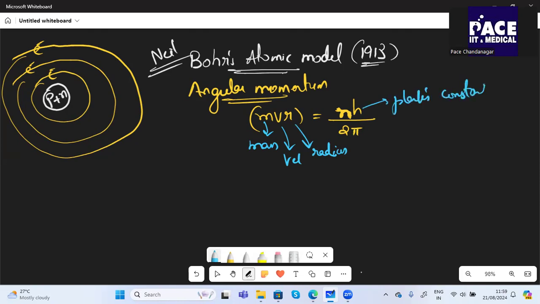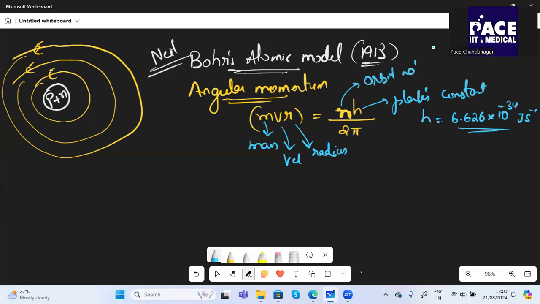Planck's constant has a proper value. H is written as 6.626 times 10 to the power minus 34 joule-seconds. This is your Planck's constant value, and n stands for the number of the orbit, a positive integer. This is the orbit number.